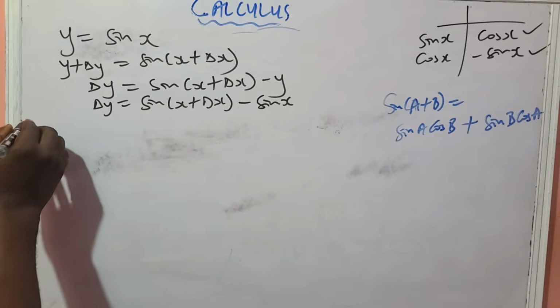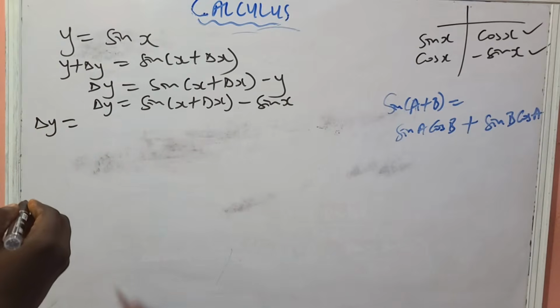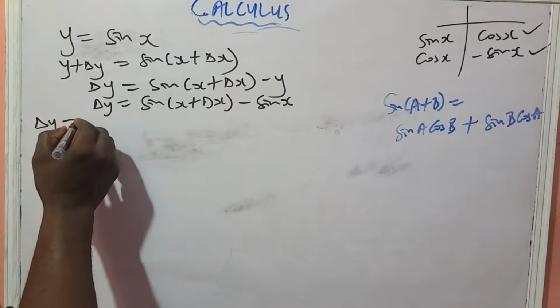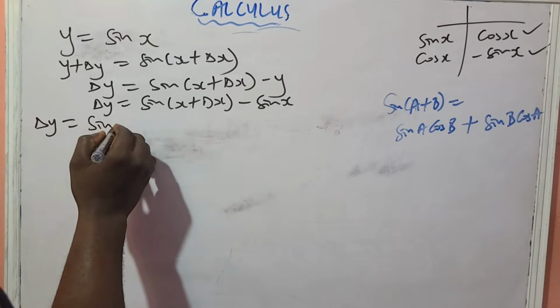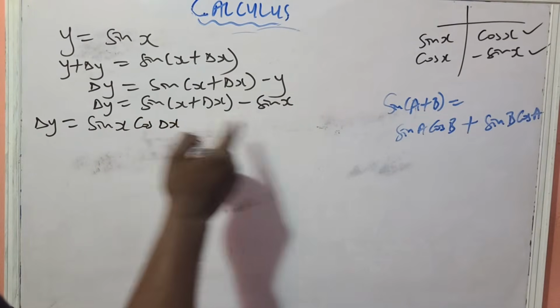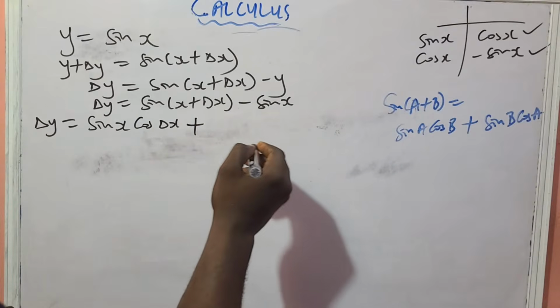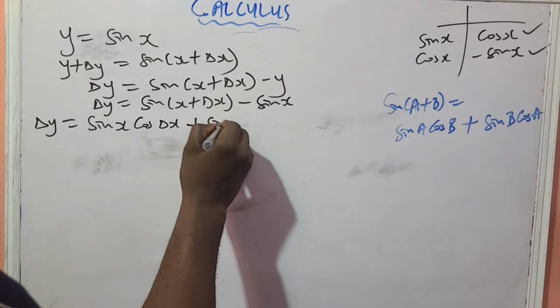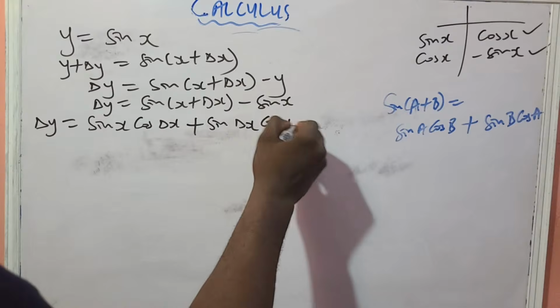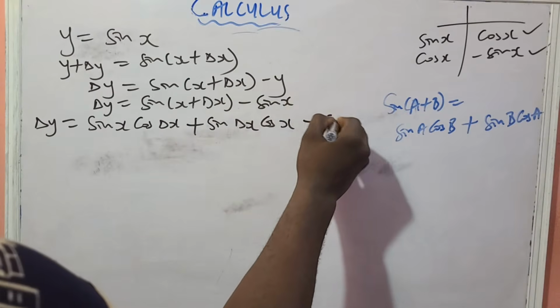So this is the identity to be using. So what do we do right here? We go on to apply the identity. So this will be what? Sine x cos change in x plus sine change in x cos x. Then don't forget we have the minus sine x.